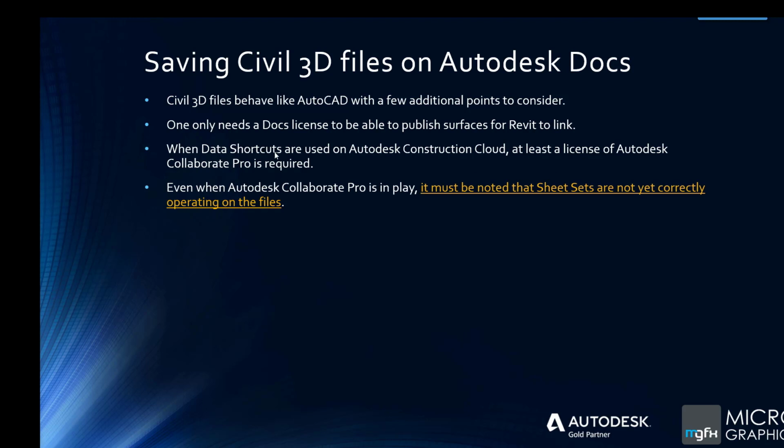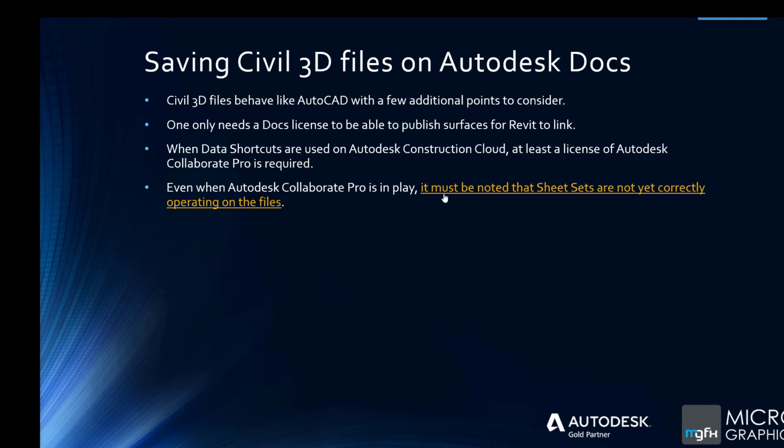Right. When you want to use data shortcuts, then you must have a Collaborate Pro license. Docs will not do. Right. So for your XREFs, a Docs license is sufficient, but as soon as you get to data shortcuts, then you need a Collaborate Pro license. Otherwise, the software will not work with it.